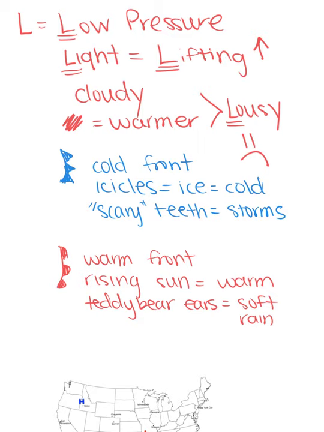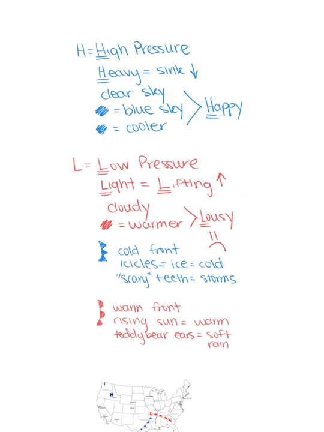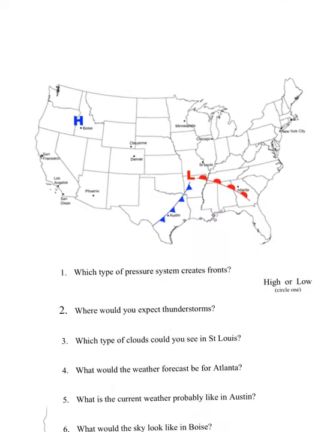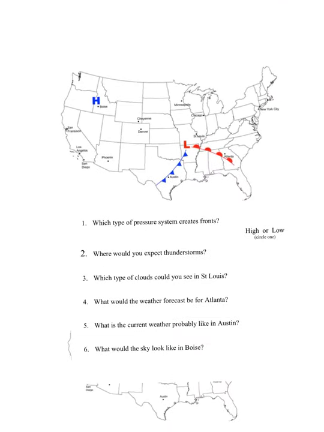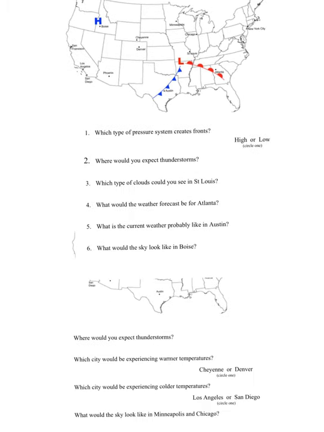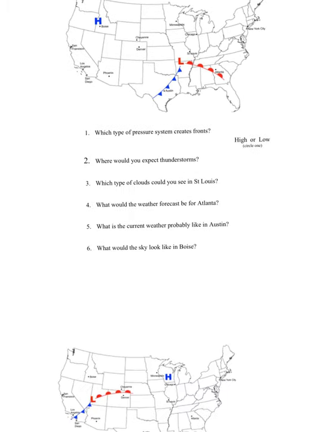All right, so let's go ahead. We're going to try to apply all of these things, high pressure, low pressure, cold fronts, and warm fronts, onto this map. So one of the things that I'm going to do first is shade in some of the areas for where the warm temperature is and where the cooler temperature is. I'm going to fix my maps real quick before we get started.